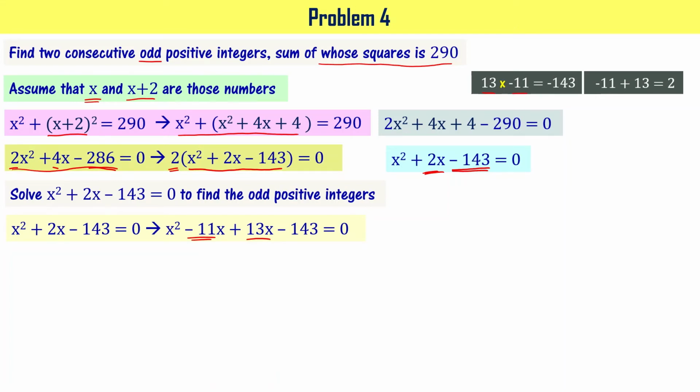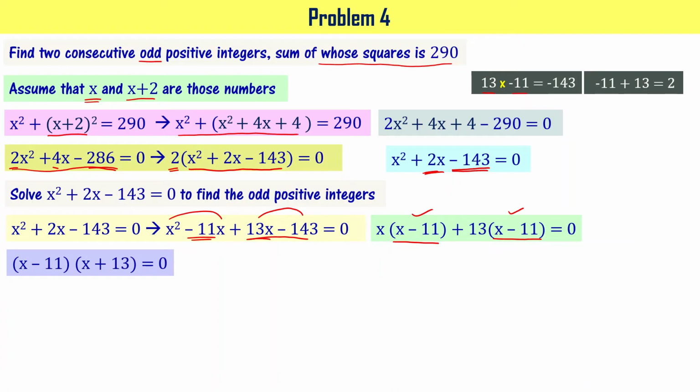From these two terms, if I consider, I can take x as the common factor out, right? From these two terms, I can take 13 as the common factor. When I do that, I can write the equation as x times x minus 11 plus 13 times x minus 11 equal to 0. As you see here, these two terms have x minus 11 as the common factor, right? Let's take that as the common factor out such that this equation can be written as x minus 11 times x plus 13, that is equal to 0.